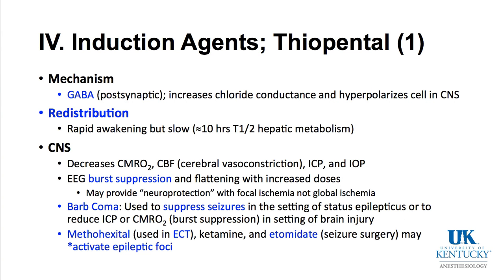Let's talk about induction agents next, and we'll just briefly talk about thiopental because methohexital is also a barbiturate, Brevital that is, and thiopental, though, is the prototypical barbiturate, but you can no longer get a hold of it, and so we will not spend a large amount of time on it. GABA receptor is how a barbiturate works, just like benzodiazepines and etomidate acting via the GABA receptor. Increases chloride conductance and hyperpolarizes cells in the central nervous system.